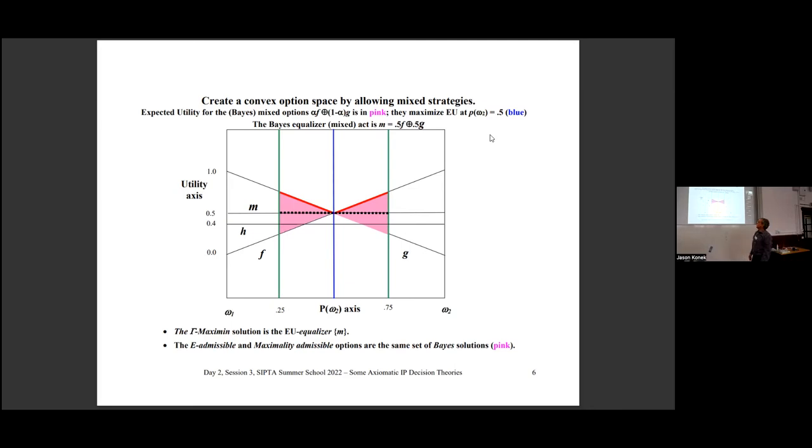So if I chose M, I get maximality from this set because nothing beats it. I also get maximizing security because nothing has a better security. Everything else is going to dip down below a half somewhere.